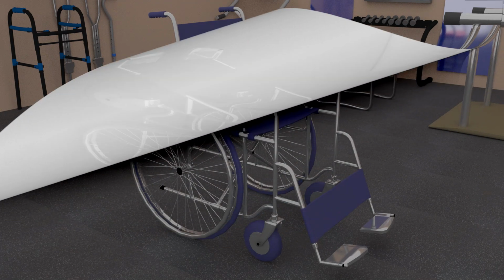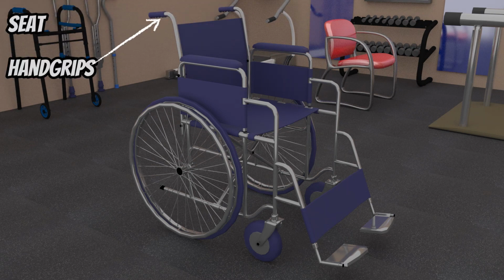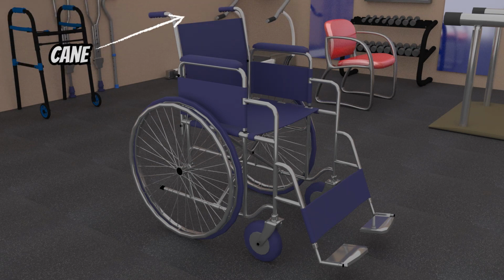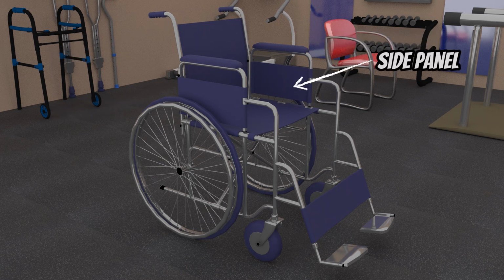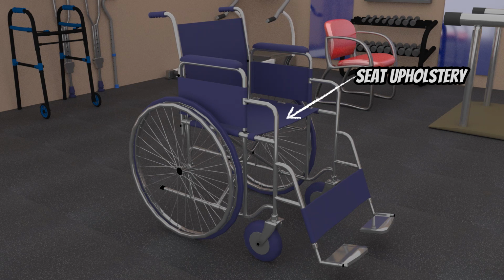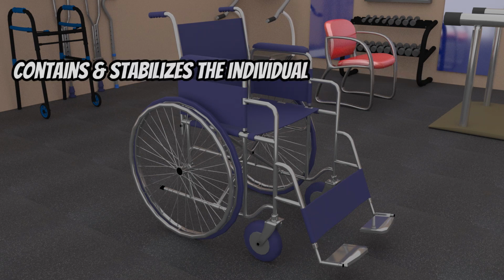The seat is comprised of the hand grips for passive propulsion, the cane to connect the hand grips to the back upholstery, armrest, side panel, and seat upholstery, which contains and stabilizes the individual sitting on it.